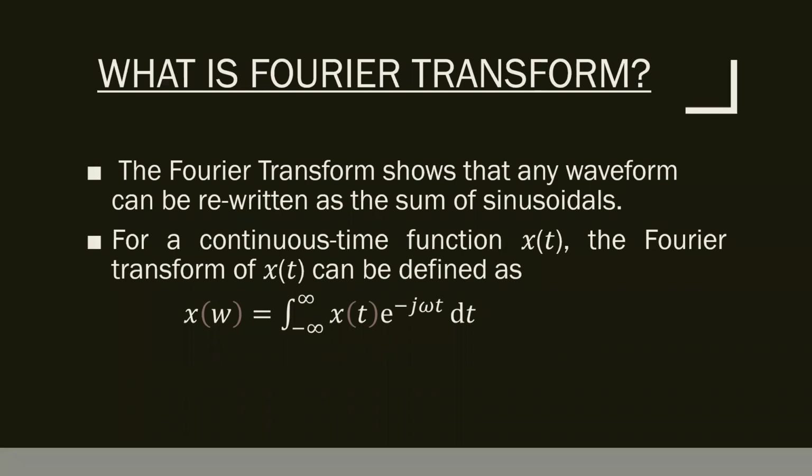Fourier transform is a mathematical technique that transforms a function of time into a function of frequency. This is done by integrating the function x of t multiplied with e to the power of minus j omega t, with limits of minus infinity to infinity, with respect to dt.